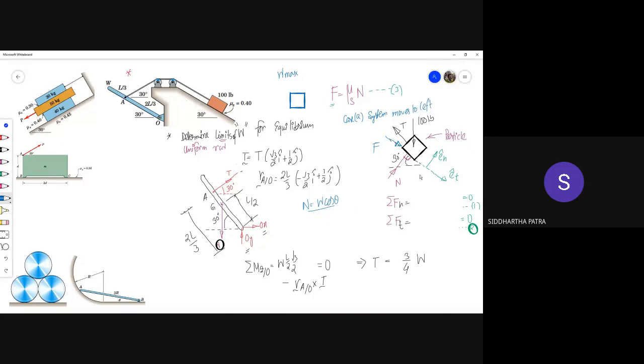You know, follow the steps. N is not trivially W cos theta for every example. In this case, possibly, but not all the time. So first draw the free body diagram, and from that write the equations of equilibrium, and then try to solve.